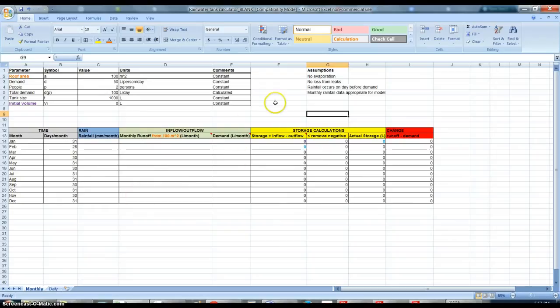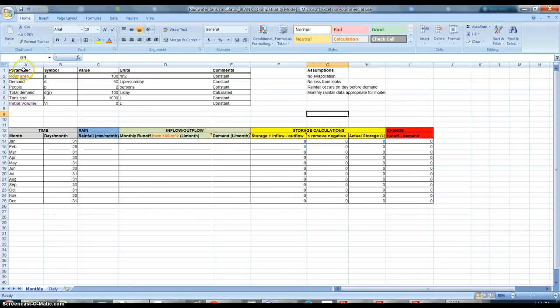So the problem we're looking at is some rainfall and runoff and how that would relate to storage in a rainwater tank. So we've got rainfall and runoff, and then also some demand, which would reduce the storage in the tank.